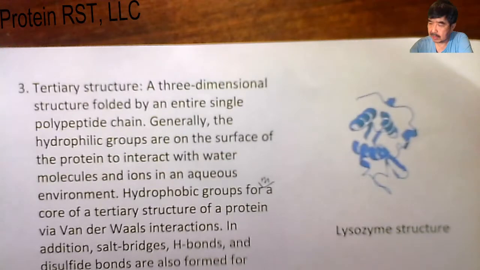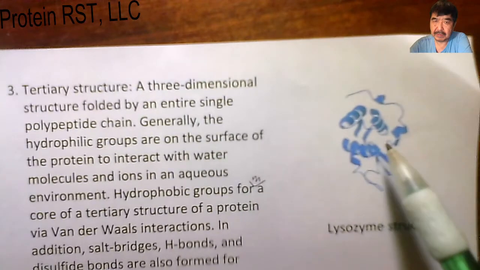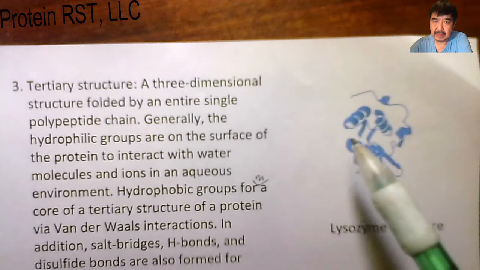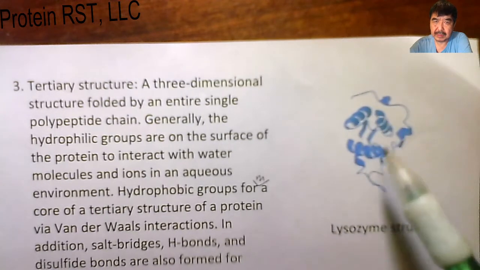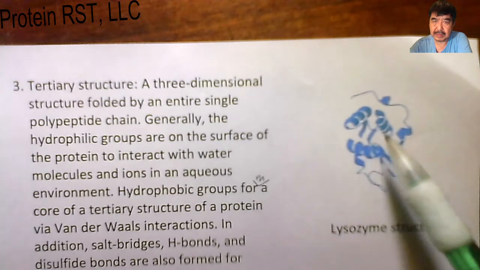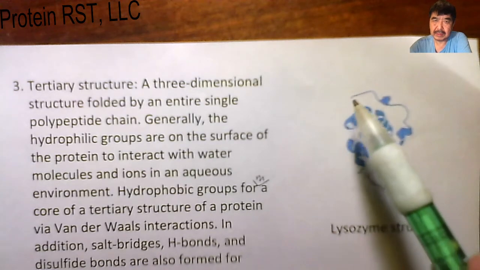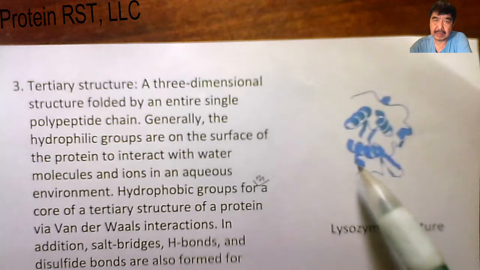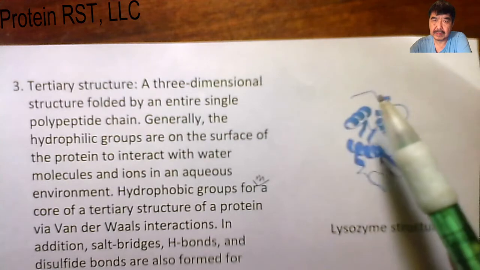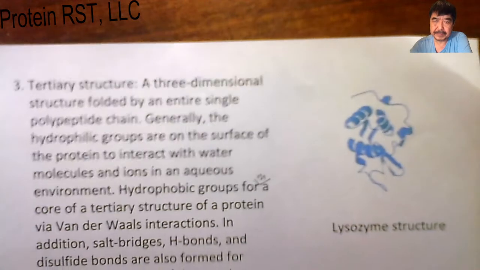This is the model for the tertiary structure. It's a lysozyme. You can see the alpha helix and the beta strands, beta sheets. This is the structure formed by the entire polypeptide chain. This is a single polypeptide chain.